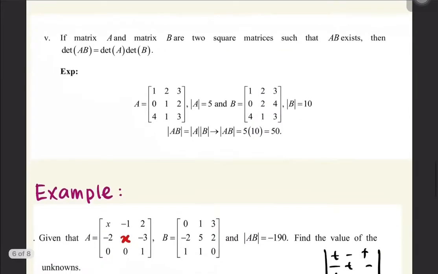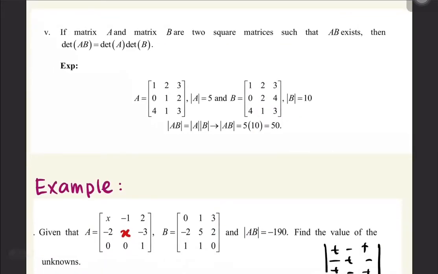The next one: if matrix A and matrix B are two square matrices such that AB exists, then the determinant of AB is equal to determinant of A multiplied by determinant of B. Okay, so consider this matrix here. You have A, the determinant of A is equal to 5.